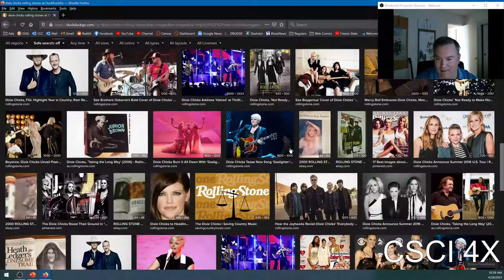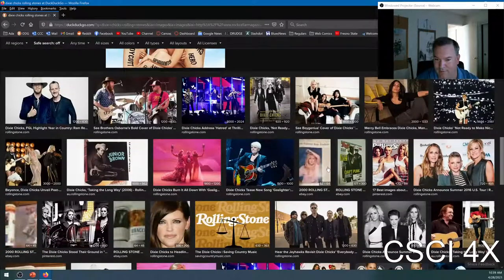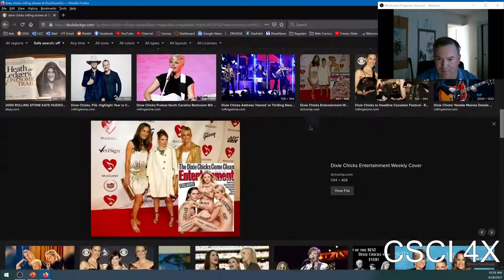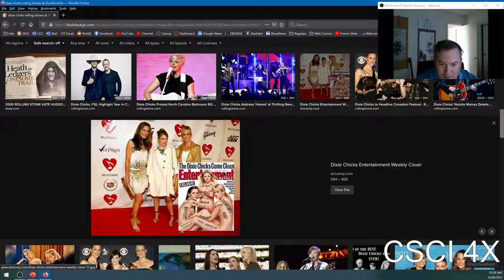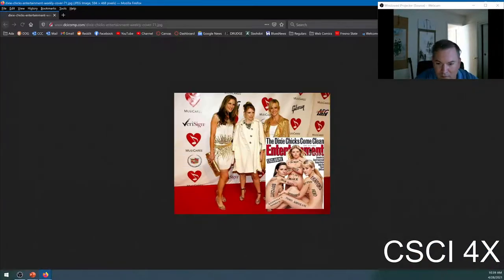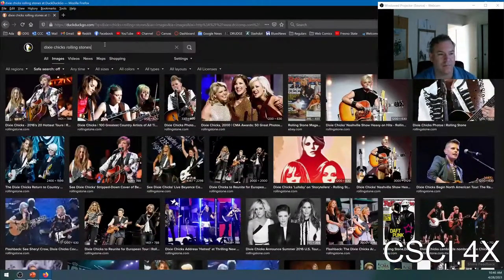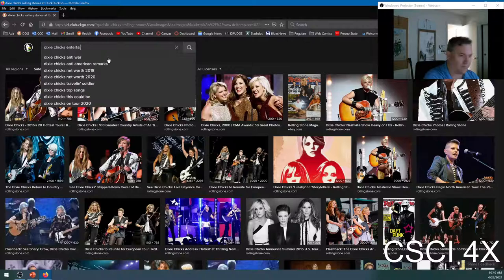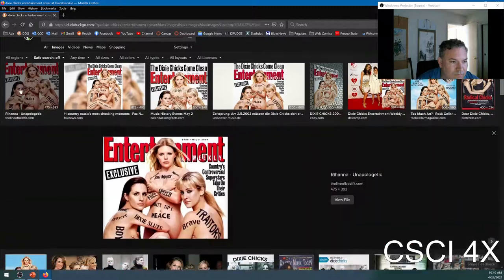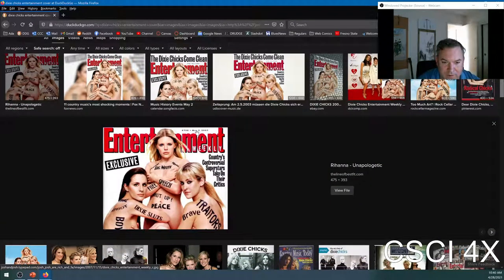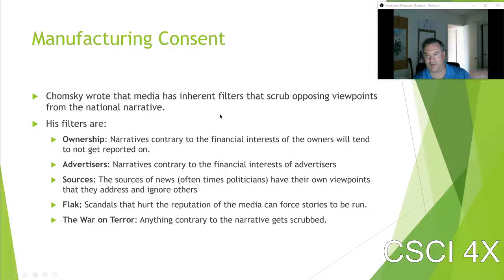But they immediately got a Rolling Stone cover and entertainment coverage. What year is that? 2002? Rolling Stone. First half of 2003, and so this is within a year and a half of 9/11. They're getting front cover magazines, right?